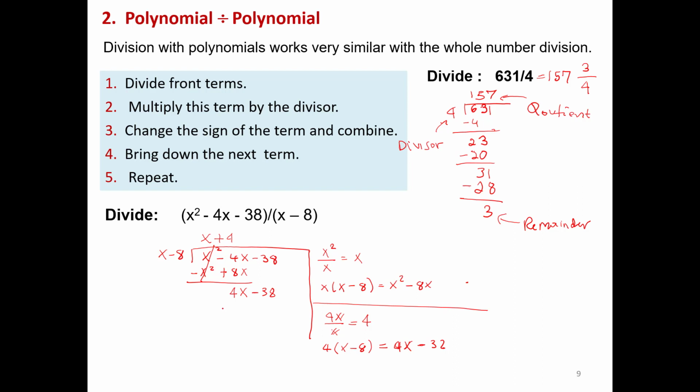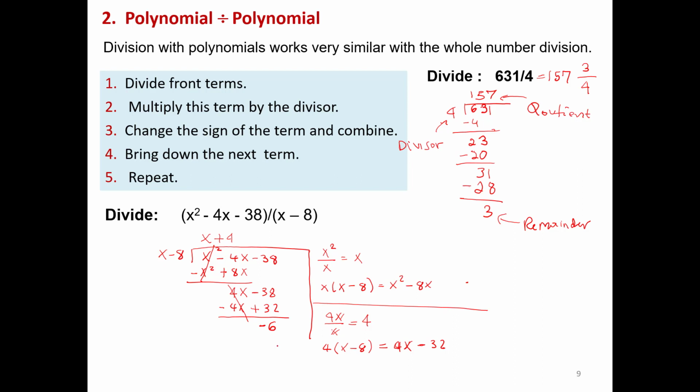Change the signs. Negative, we need to change to positive 32. Combine the terms. Negative 38 plus 32 is negative 6. Once you don't have any variable in the remainder, at that point you stop the division. Just stop the division. Now we need to write the answer, and we will write the answer in the same way we wrote the answer when we divided numbers.